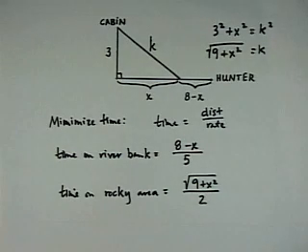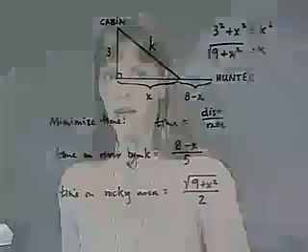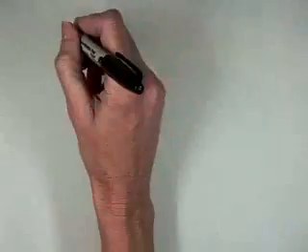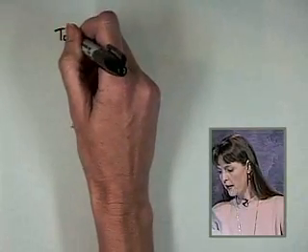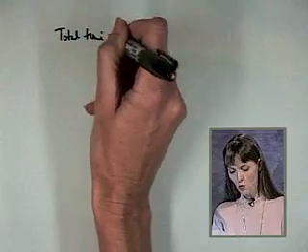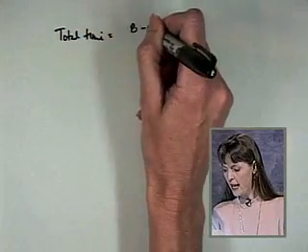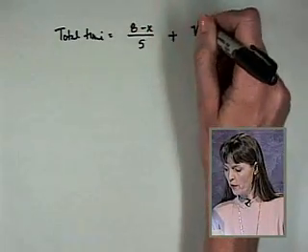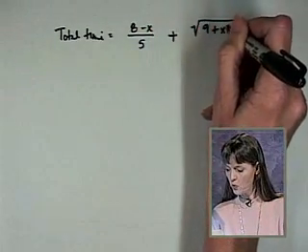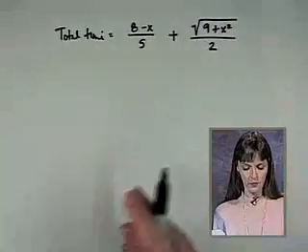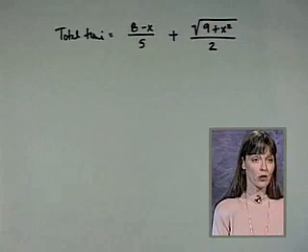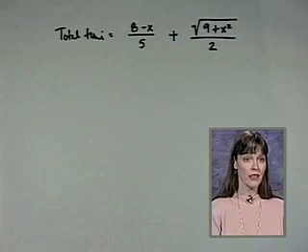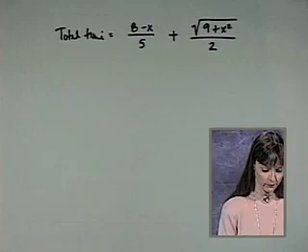Now, we want to minimize that time, the total time. So what we're going to do is actually to add those 2 times together. We're going to have his total time equal to 8 minus x divided by 5 plus the square root of 9 plus x squared divided by 2. And now we're going to use our calculators in order to investigate the minimum value for this function.